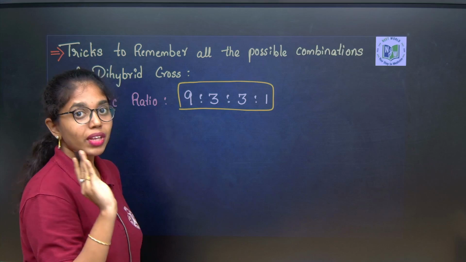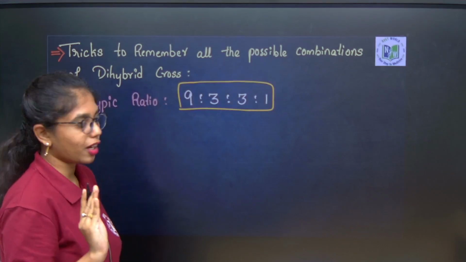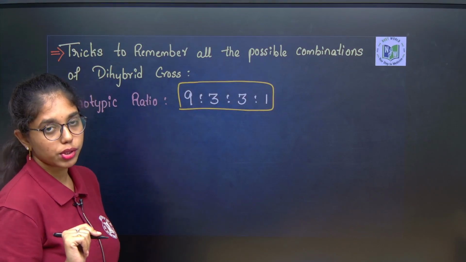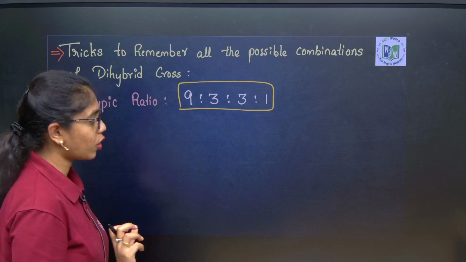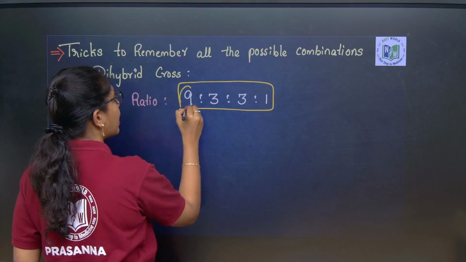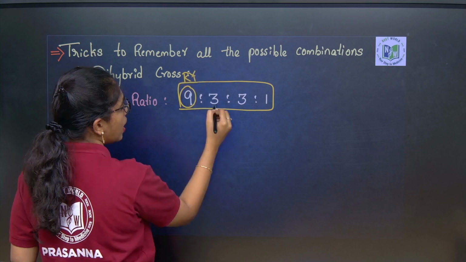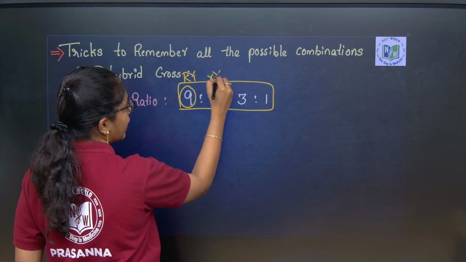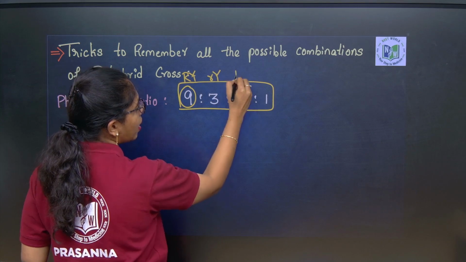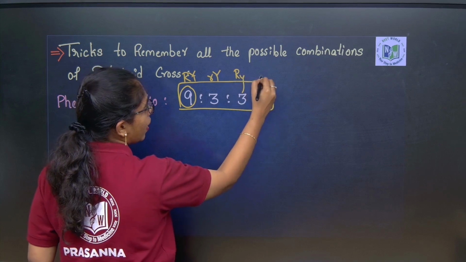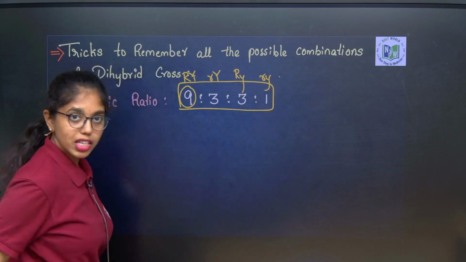9:3:3:1 ratio. I will tell you one superb trick to solve any numerical question that comes from a dihybrid cross. Listen carefully, beta. Of the 9, these are round and yellow, 3 are wrinkled and yellow, 3 are round and green, and 1 is wrinkled and green. This we all know, right?